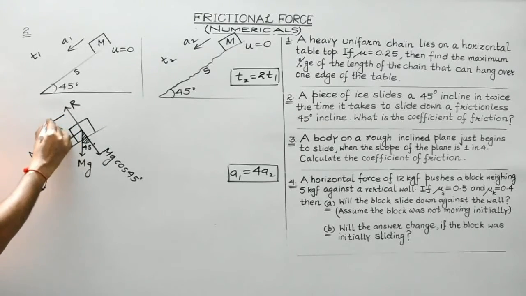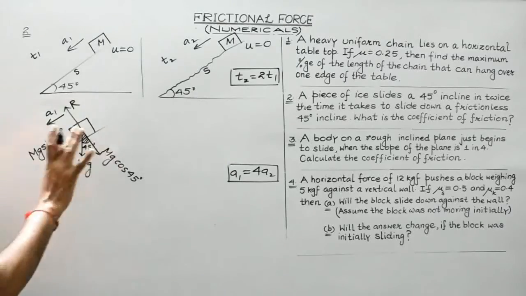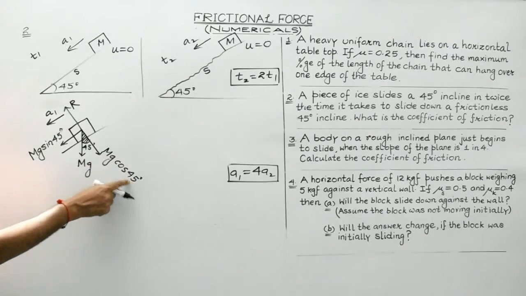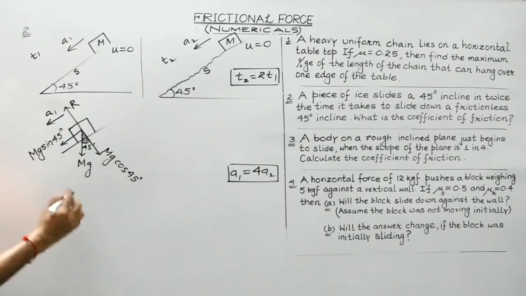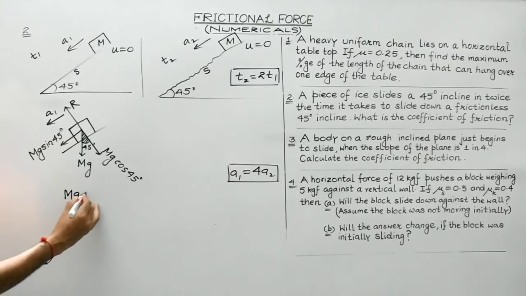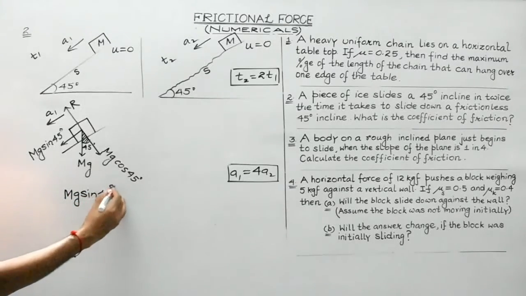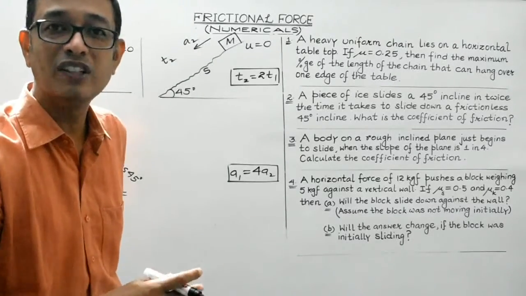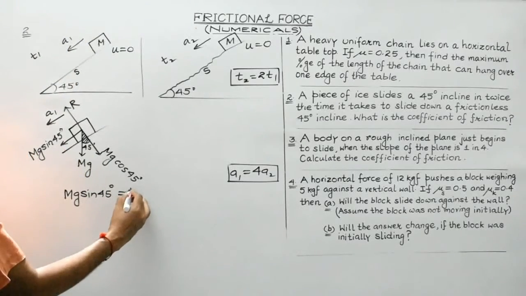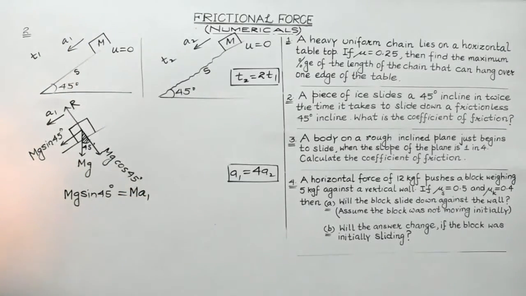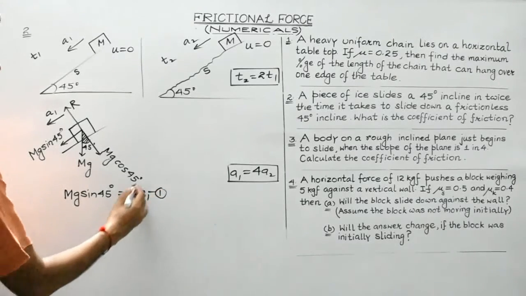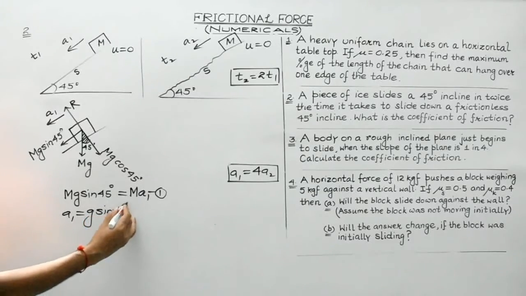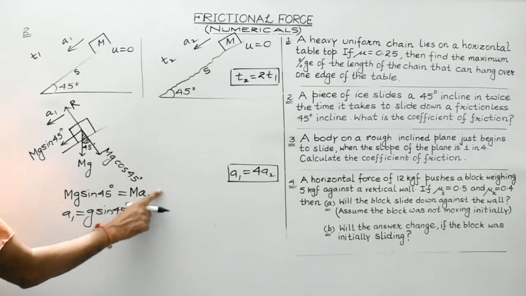So acceleration is along this direction. Frictional force is absent. So what will be the equation for this? R will balance mg cos 45 degree. So the net force acting on this block is mg sin 45 degree. And as per Newton's second law, net force acting on a block is mass into acceleration. So its mass is m, acceleration is a1. So put this as equation 1. m gets cancelled. So a1 is equal to g sin 45 degree. Right? Put this as equation number 1.